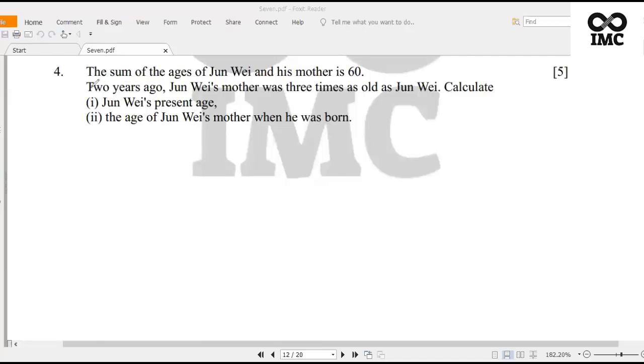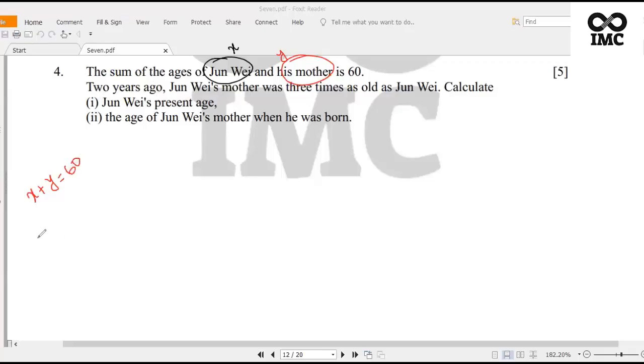Here the question says the sum of the ages of Jun Wei and his mother is 60. So here we can say let age of Jun Wei is X and age of his mother is Y. Then we can write an equation that is X plus Y equal to 60.